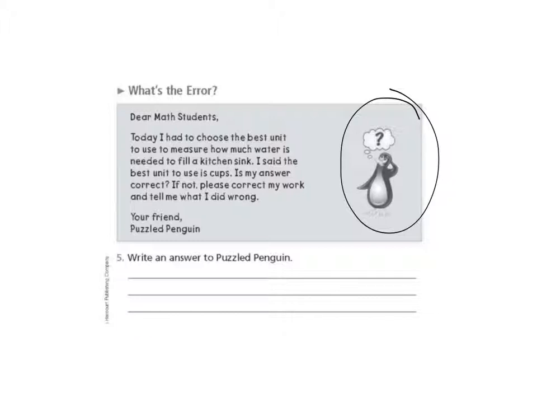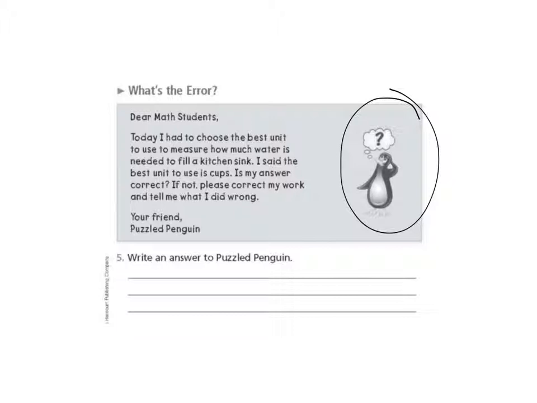Well, what do you think? A kitchen sink's pretty big. Would you want to fill it with cups? You could even go home, or we could try it in our sink here. If you just took a cup measurement and put it in the sink, it wouldn't even cover the whole bottom of it. So would you really want to measure it in cups? I would think I'd want to use something bigger.